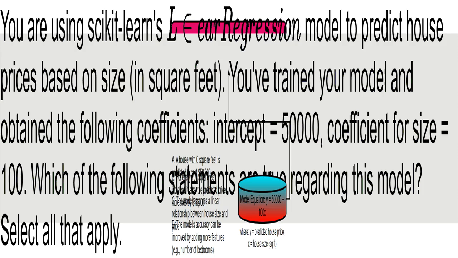We've built a linear regression model using scikit-learn, a machine learning library, to predict house prices using only the house size, in square feet. The model's intercept is 50,000, and the coefficient, slope, for the house size is 100. Now, let's check some statements about the model.